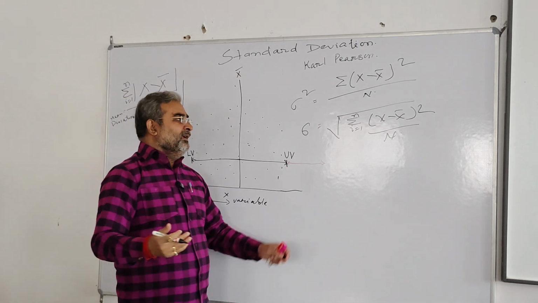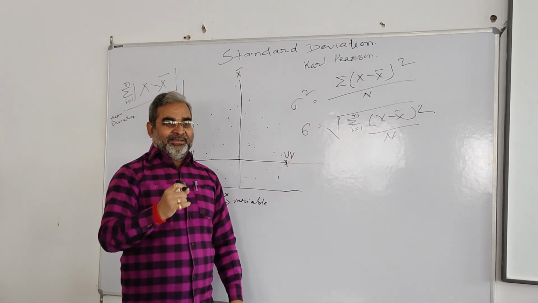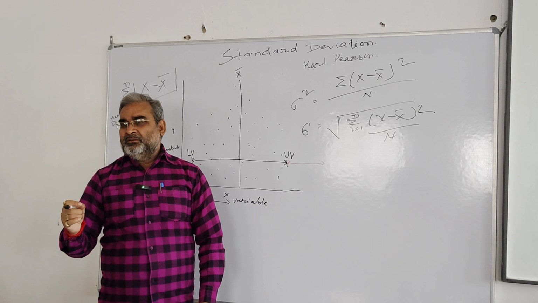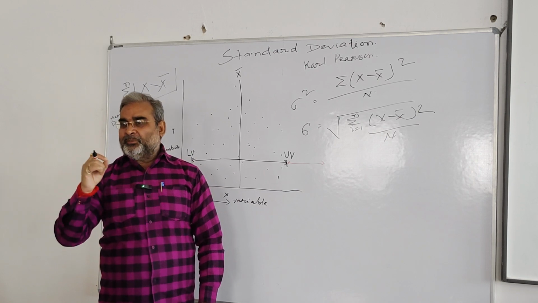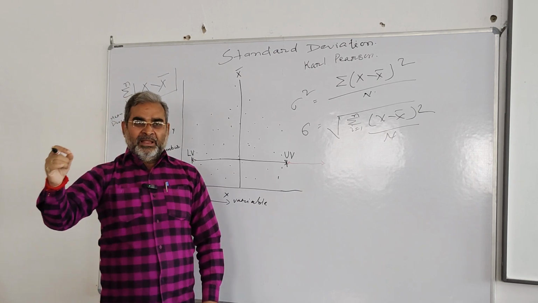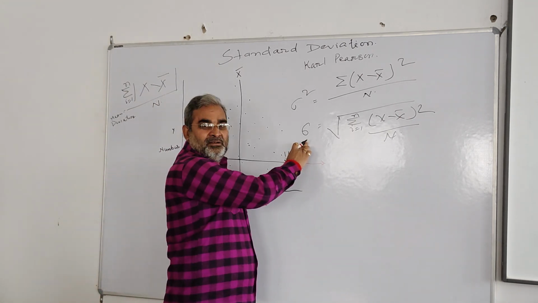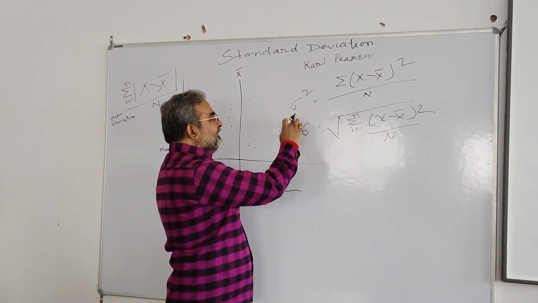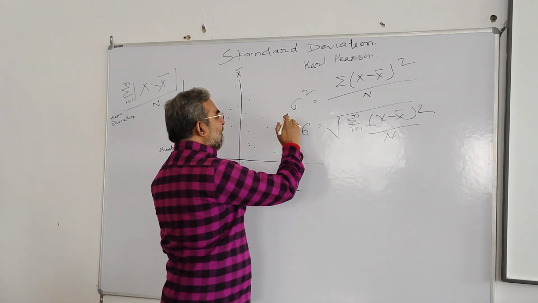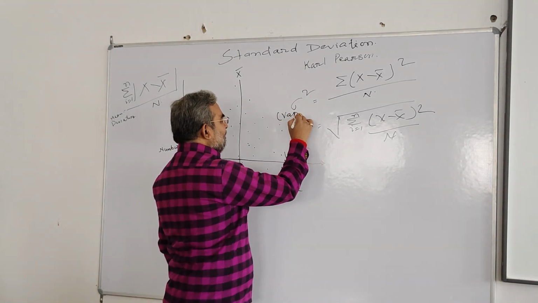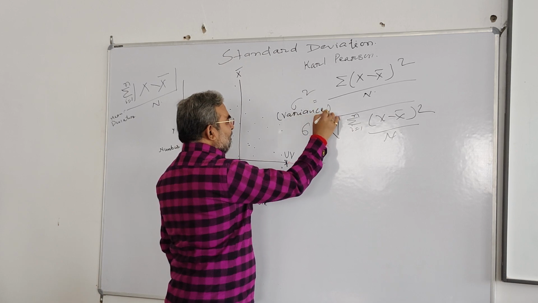And in this way, Karl Pearson standardized the deviation from the mean. Average deviation from the mean. That is referred as the standard deviation. And here, the standard deviation square is referred as variance. That is the variance.